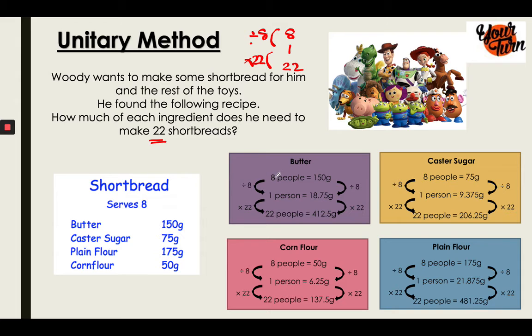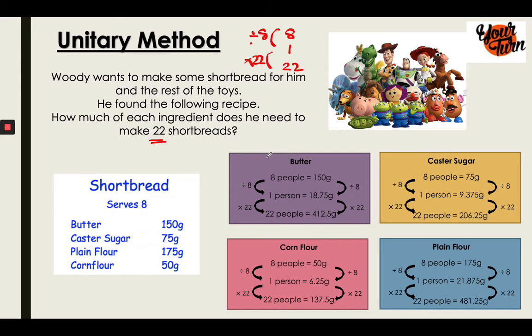So we've got 8 people, divide by 8 gives you 1, then multiply to get 22. So every single ingredient, divide by 8 and multiply by 22. Okay, and you see it's the same for each one, it's the same calculation. So it's very simple. You just have to follow the steps and repeat them for every single thing.